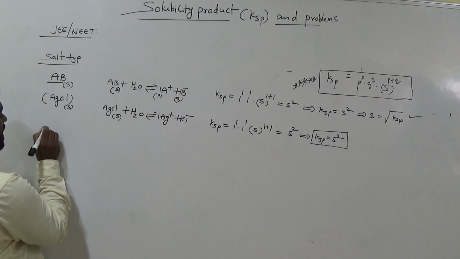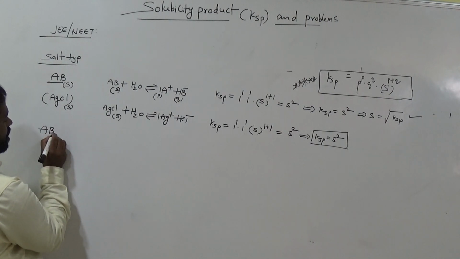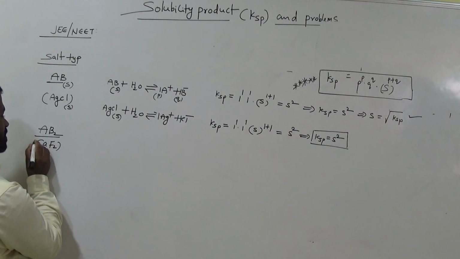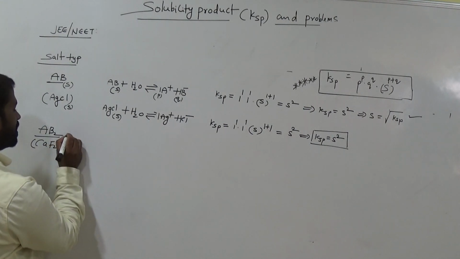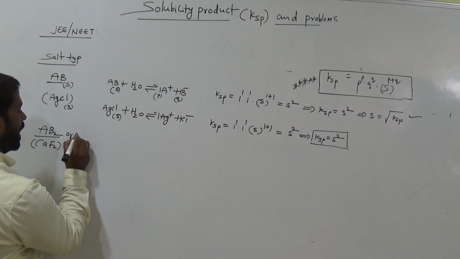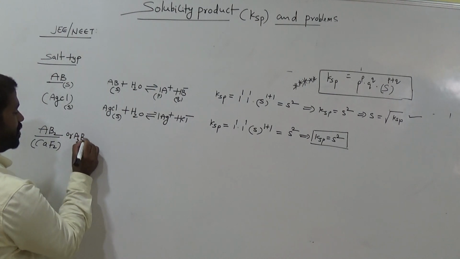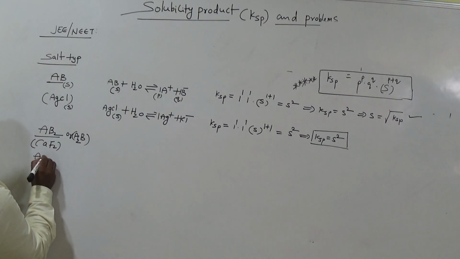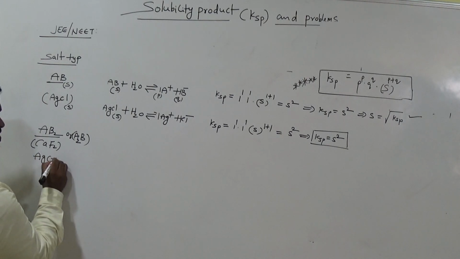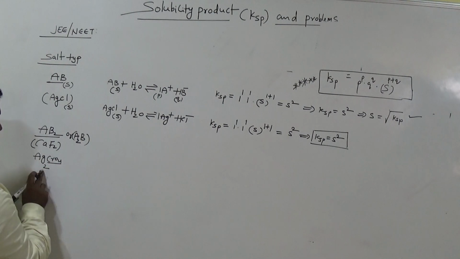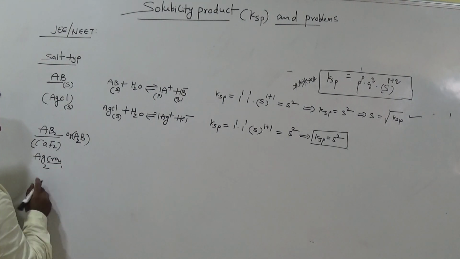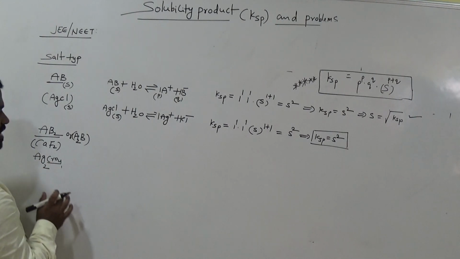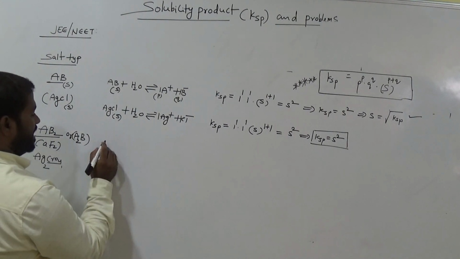Next, second type, AB2 type. AB2, suppose CaF2. Am I right? AB2 or A2B also. For A2B, Ag2CrO4. Am I right? A2, this is 1. Remember this. A2B. This is A, this is B. A2B. Okay. Now, how is it ionized?